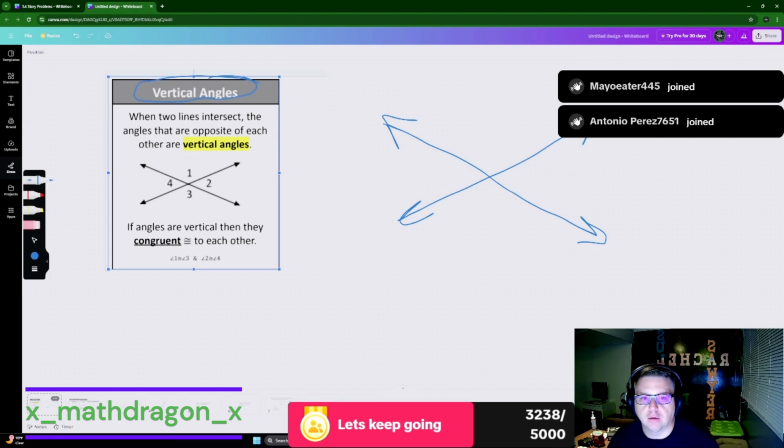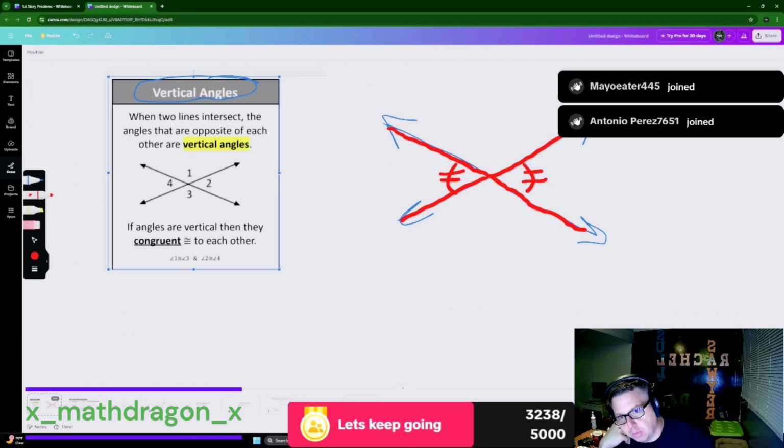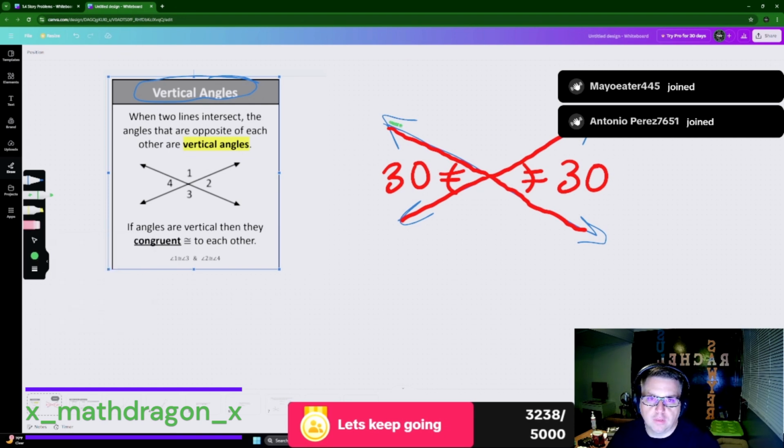It's called vertical angles. What that means is that the angles formed from these two lines intersecting, these red angles, are actually equal to each other. So this angle would equal that angle. Whatever the measure of this would be, let's say it's 30 degrees, this one would be 30 degrees as well. And it also happens on the flip side. So this one right here would be equal to that one right there, and so I know this angle would be equal to that angle.